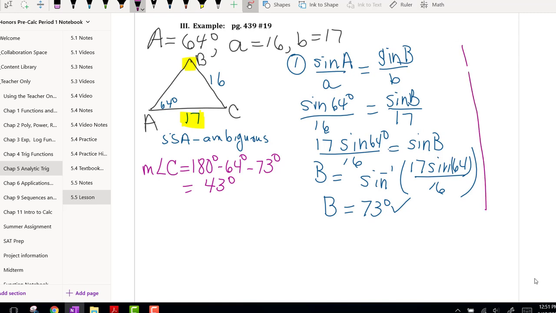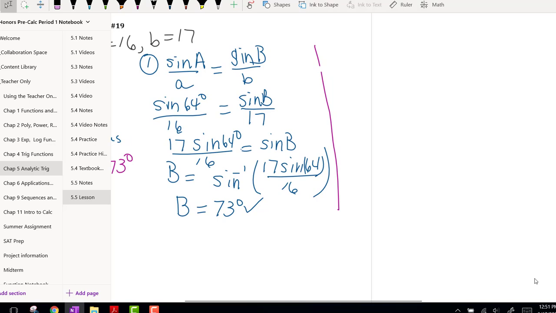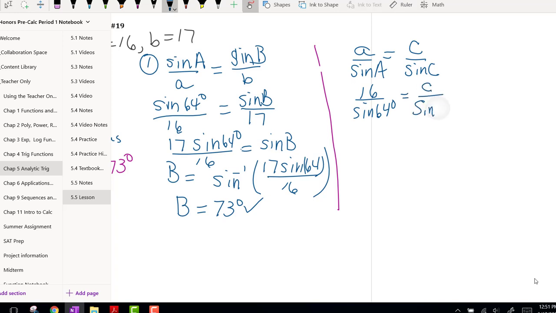Then we can find our side C in the same way. So side C is going to be, let me move this over a little so I have some room here. Side C is going to be A over sine of A equals C over sine of C. So A is 16 over sine of 64 degrees is going to equal C over the sine of the angle we just found, which is 43 degrees. So C is going to equal 16 sine 43 over sine of 64. And when I put that in the calculator, I get C is 12.14 units.